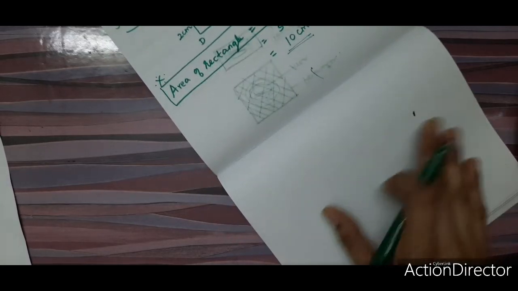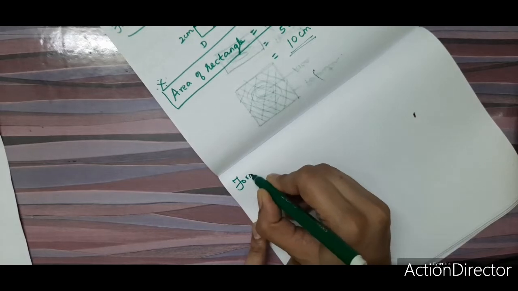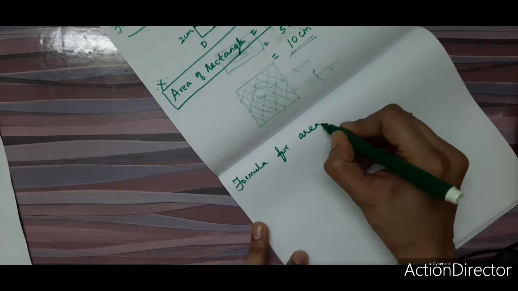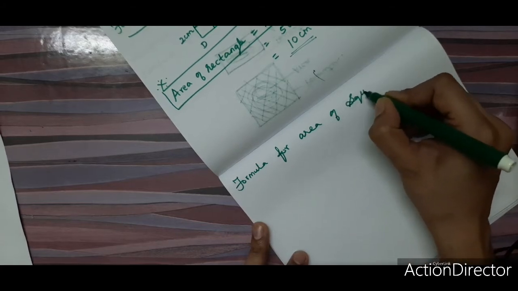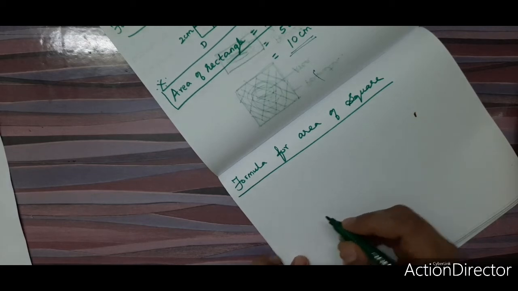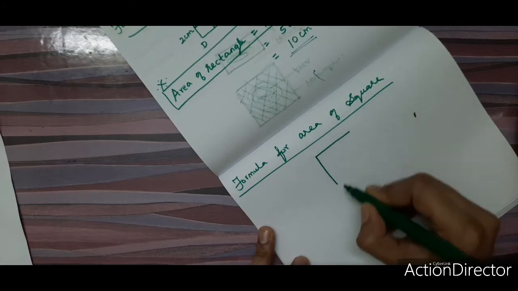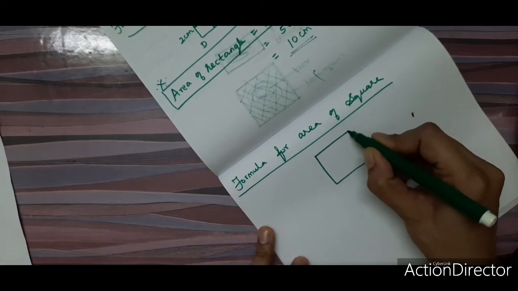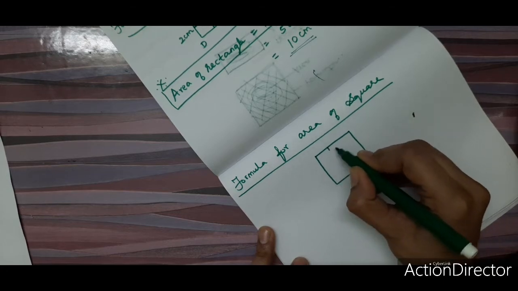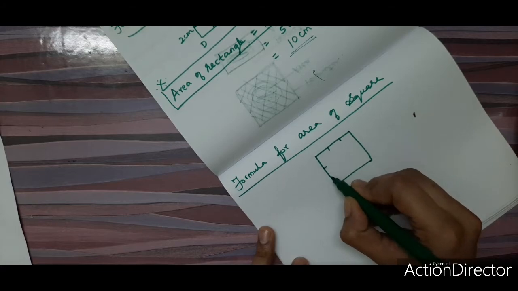So now we shall see the formula for area of square. So again I am going to draw one square. Here also I am going to keep 1 centimeter distance. Okay, and here also 1 centimeter distance.